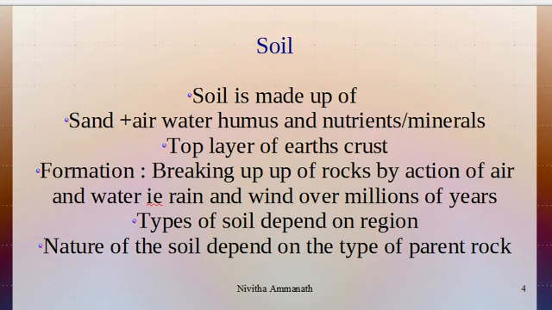What is soil? Soil is made up of sand, air, water, humus, nutrients and minerals. This sand can be clayey or loamy, top layer of the earth's crust. Formation is breaking up of the rocks by action of the air and water, that is rain and wind, over millions of years. Types depend on the region. Nature depends on the type of parent rock.